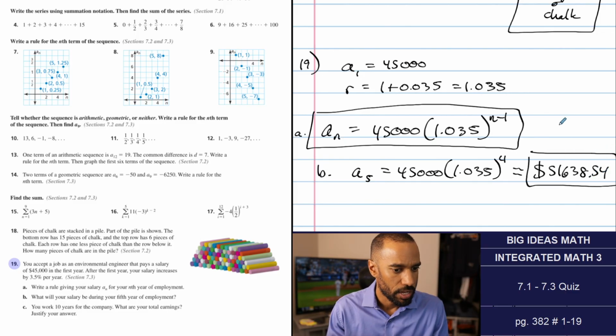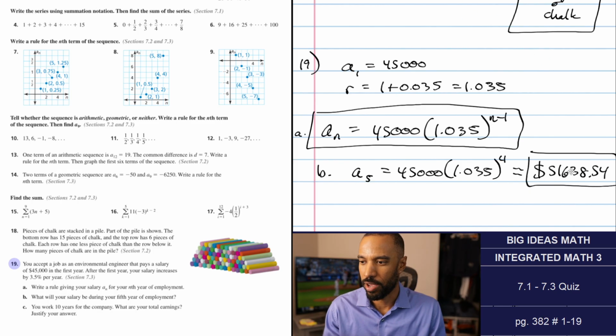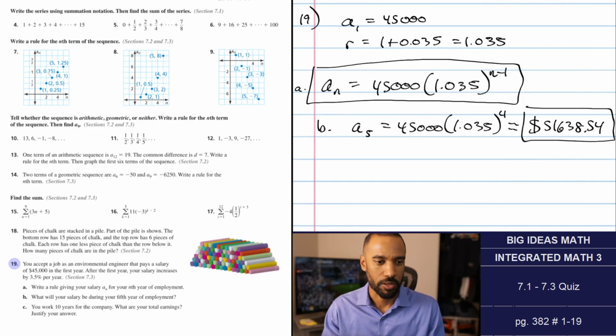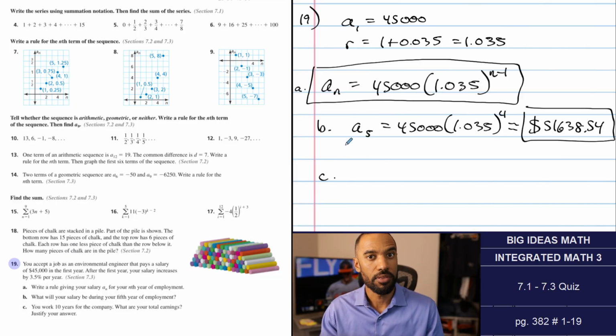What was the situation? Environmental engineer? All right. Doesn't seem like a lot. Part C. You work 10 years for the company. What are your total earnings? Justify your answer. Now this is a sum.